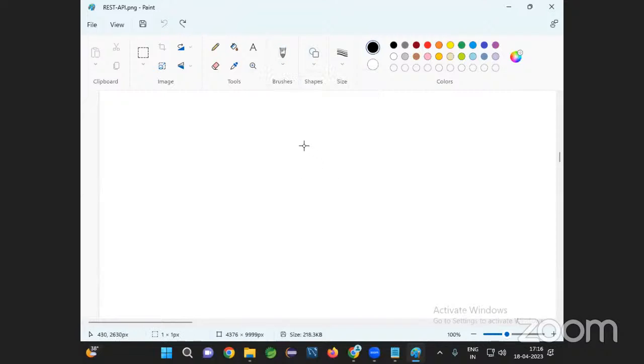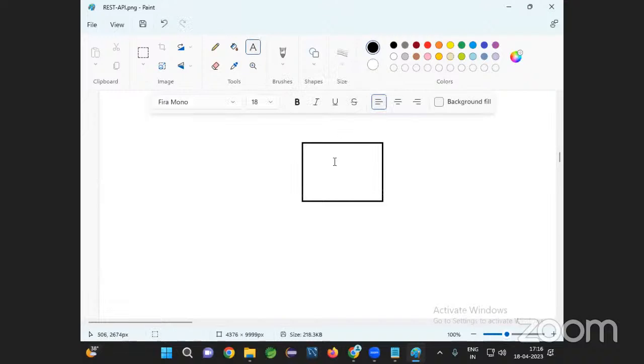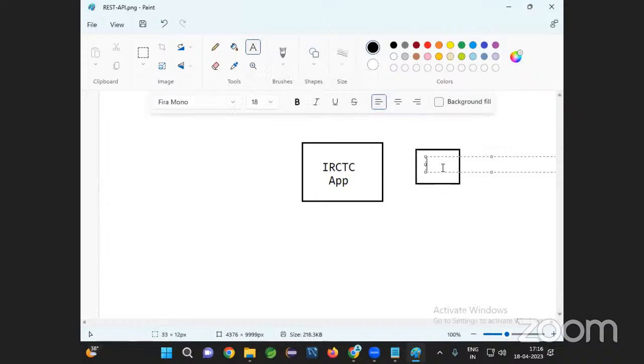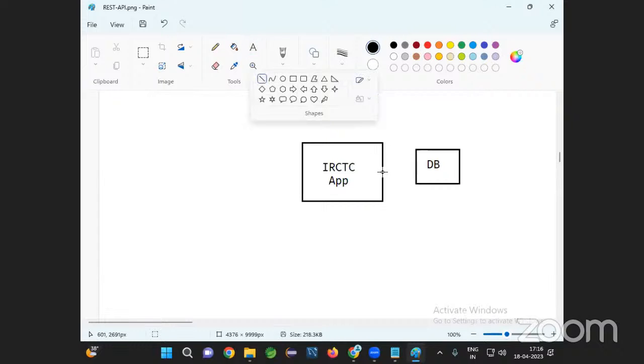Here, TCS company developed one project called the IRCTC project. I assume that Infosys or TCS, some company developed a project called IRCTC. In the IRCTC project, a lot of business logic is available. IRCTC application has one database. IRCTC is a government application. It is a central government application, and it will deal with Indian Railways.